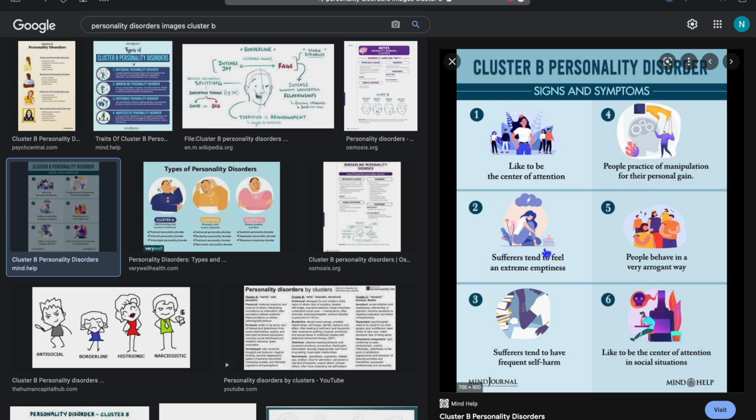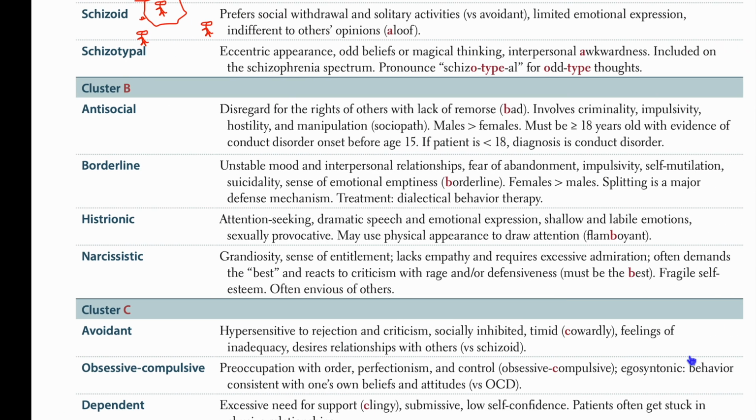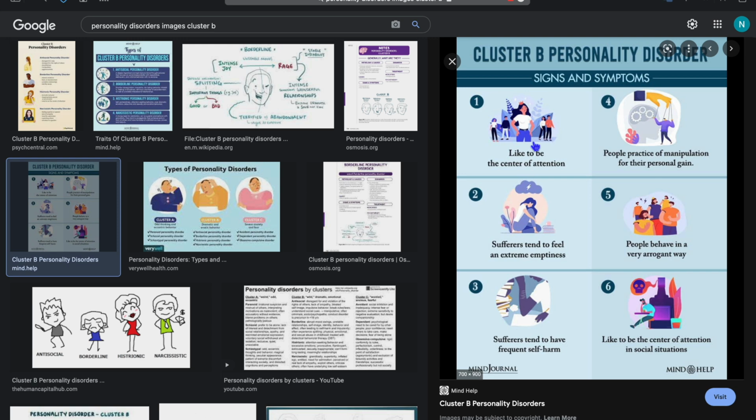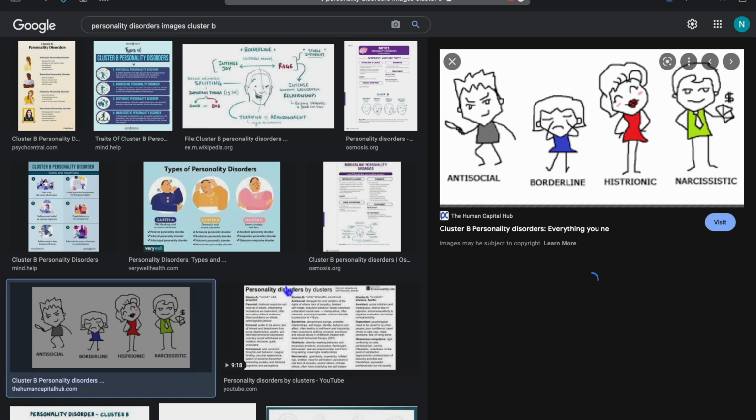Okay, so signs and symptoms: like to be the center of attention. Sufferers tend to feel an extreme emptiness, that would be borderline. Sufferers tend to have frequent self-harm, that's also borderline. People practice manipulation for their personal gain, that's antisocial, right? This is histrionic. People behave in a very arrogant way, that's almost all of them, except borderline. And like to be the center of attention in social situations, so that's histrionic as well. Isn't 1 and 6 the same thing? Oh, but center of attention in social situations, so by causing drama and stuff. Okay.